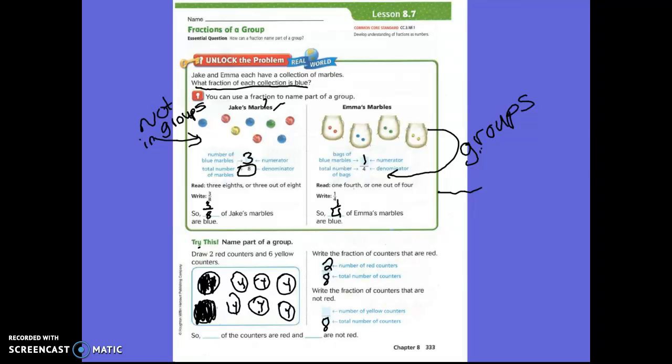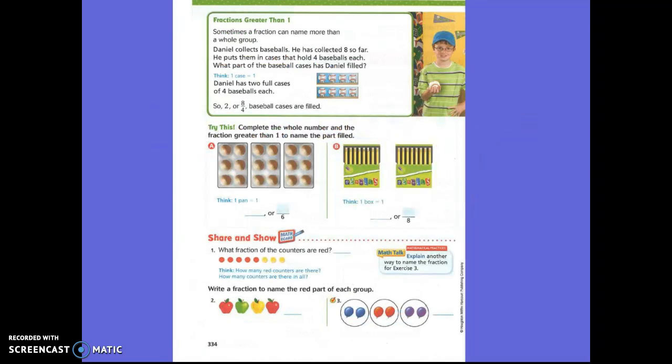But the question's different this time, so the top's going to be different. The question this time is how many of the counters are not red? How many are not red, boys and girls? 6. Okay, so if we were saying the fraction, how would we say this? How many counters are not red? 6 eighths. Very good. So, how many of the counters are red, did you say? 2. 2 what? 2 eighths. And how many of the counters are not red? 6 eighths. Good. Next page when you have that.